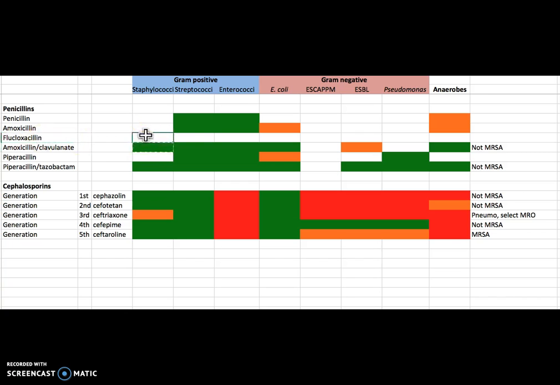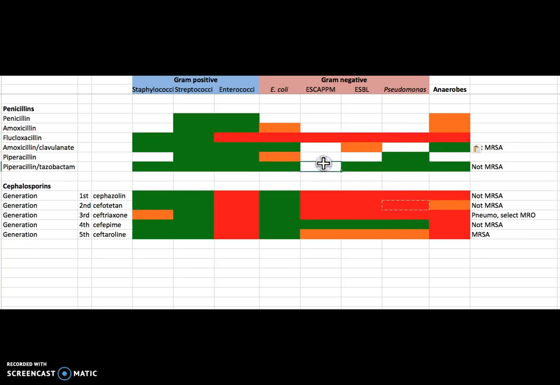Flucloxacillin is a drug which is primarily used for Staph aureus infections and also has quite good activity against Streptococcus pyogenes and other kinds of beta-hemolytic streptococci. It is quite a narrow-spectrum drug and doesn't have activity against anything else. But because of its specific action just against Staph aureus and Streptococcus pyogenes, it's used in lots of skin and soft tissue infections such as cellulitis.